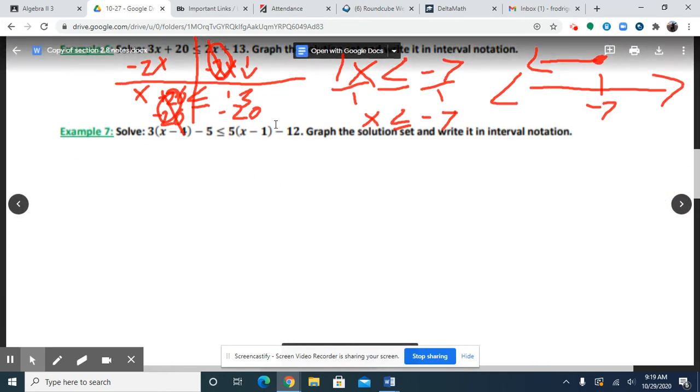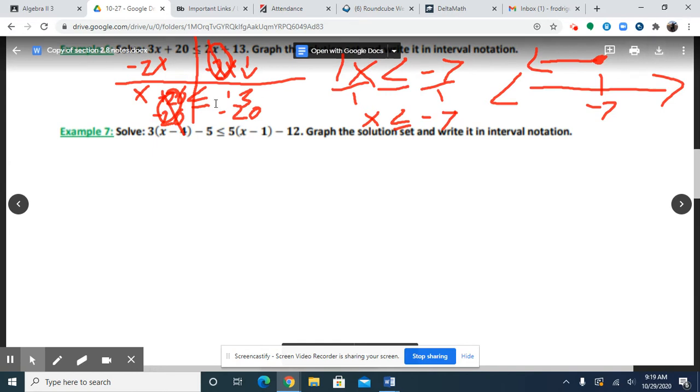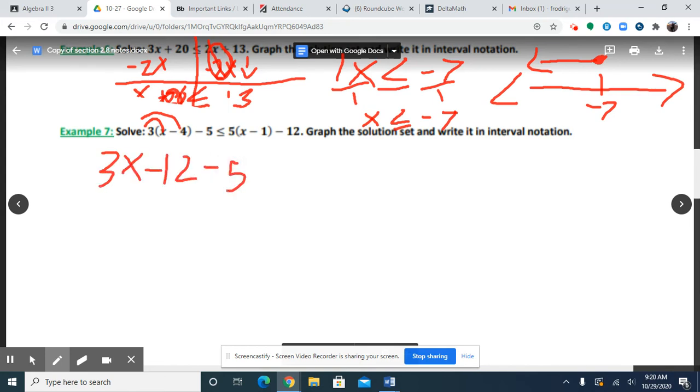So let's move on to the next one. And with this, there's a couple things to do before we start solving the equation. So what we want to do is distribute 3 on this side. So we have 3x minus 12 minus 5. And on the other side, we also distribute that 5. So we have 5x minus 5 minus 12.